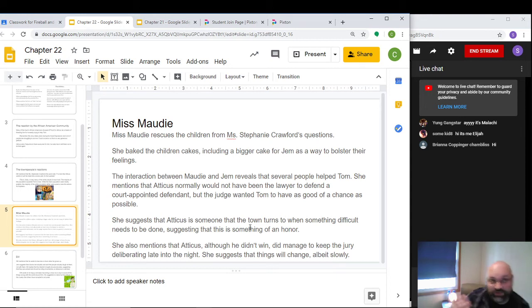So it wasn't as though they all just decided, hey, he's black, so he's guilty. There was actually some discussion. So even though the verdict was definitely unfair, there was at least some discussion of releasing Tom and finding him not guilty. Miss Maudie suggests that things maybe are in fact changing, just slowly.